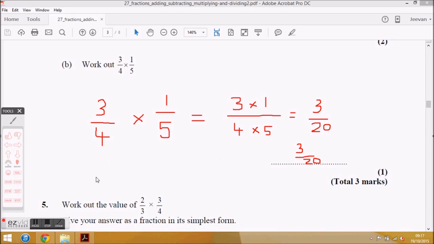Okay, moving on, let's have a look at a division question.